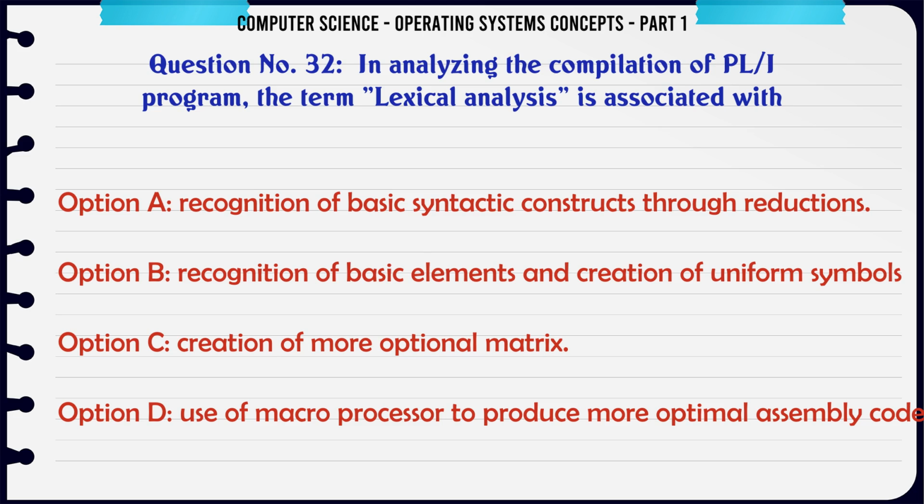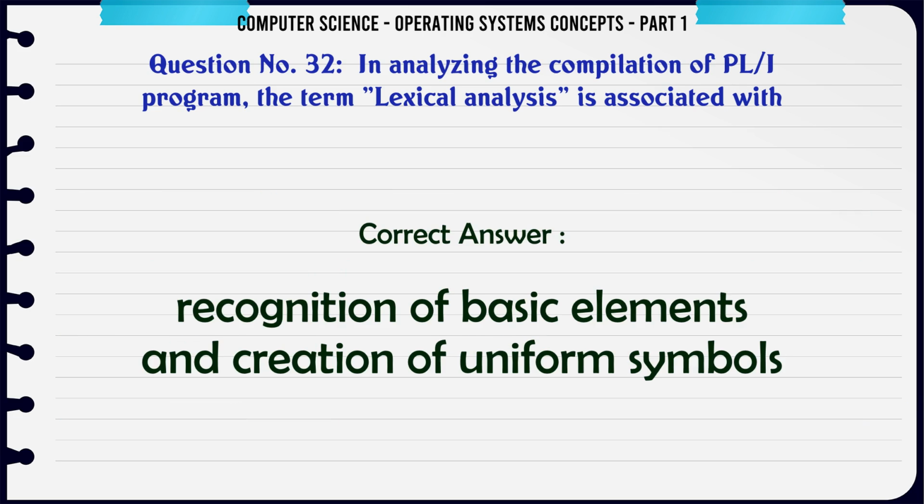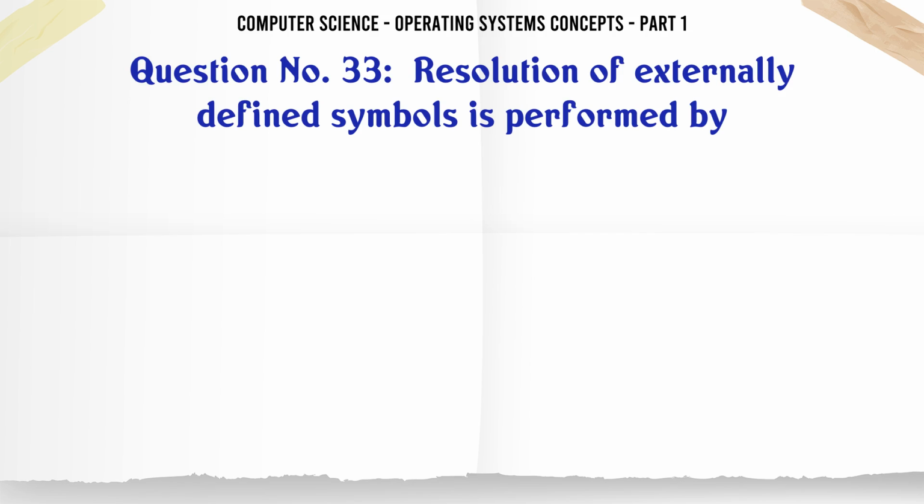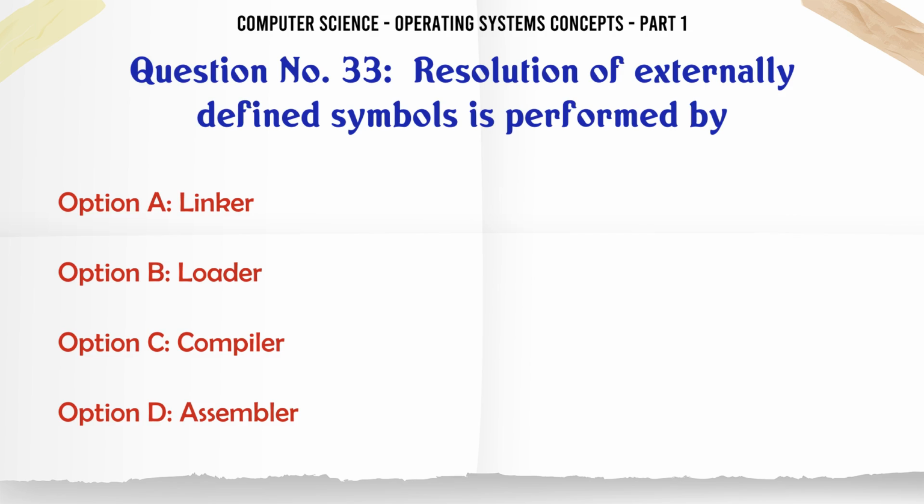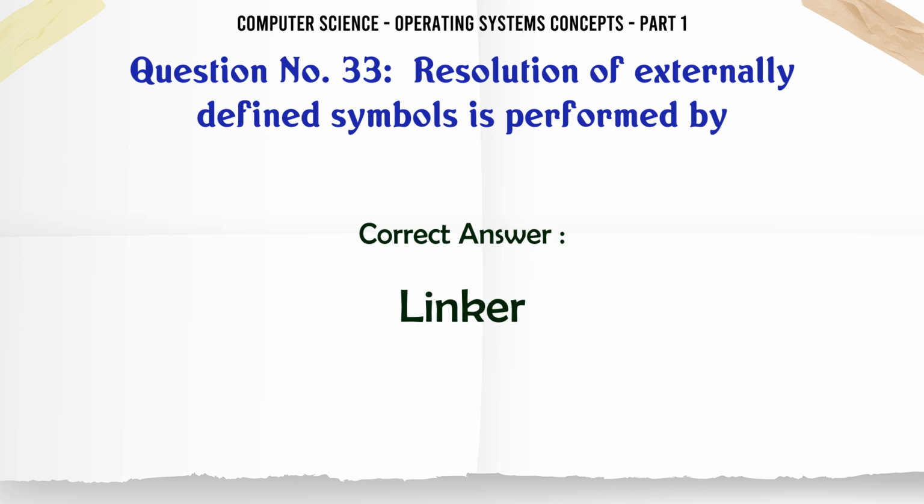Use of macroprocessor to produce more optimal assembly code. The correct answer is recognition of basic elements and creation of uniform symbols. Resolution of externally defined symbols is performed by A. Linker. B. Loader. C. Compiler. D. Assembler. The correct answer is linker.